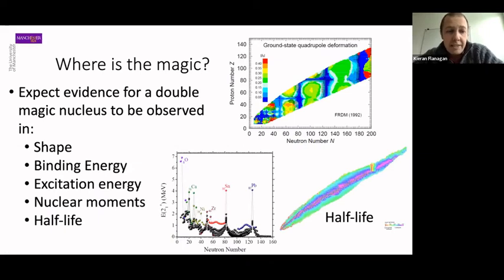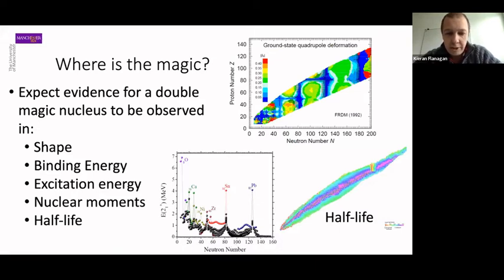And we expect, in particular for double shell closures, where we have a double magic number, so for nickel-78, for tin-132, that we would observe evidence for this being a shell closure in all of the observables: in shape, and binding energy, and excitation energy, nuclear moments, and in half-lives. And these are just, again, some examples of how we observe those.